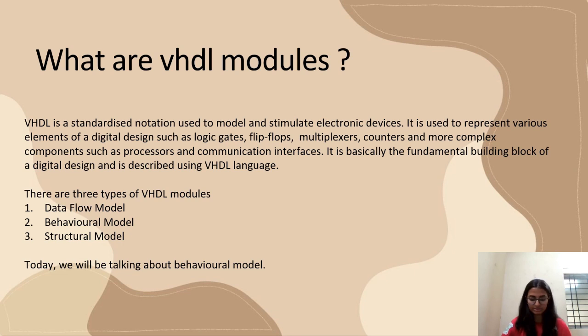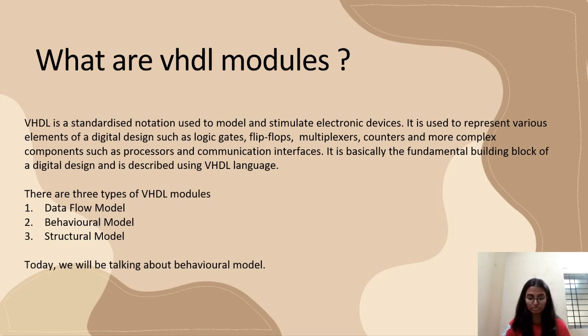Concurrent statements. These are statements that execute concurrently, meaning they execute in parallel. Examples include signal assignments, conditional assignments, and concurrent procedure calls. Processes. Processes are sequential blocks of code that execute sequentially, that is, one after the other. They are used to model sequential behavior within a VHDL module. Processes can contain conditional statements, loops, and signal assignments.